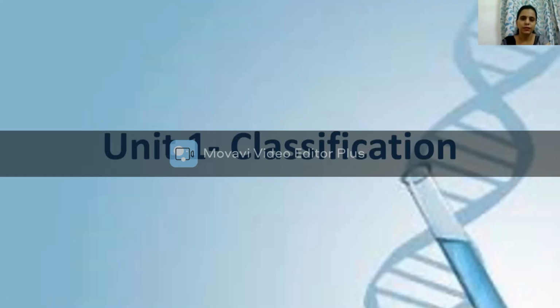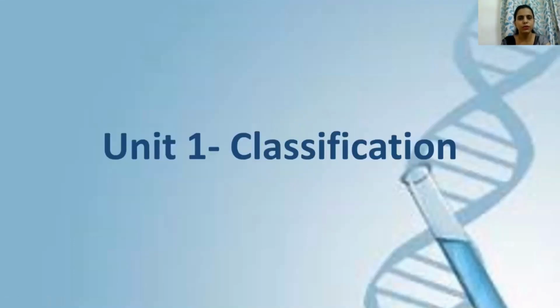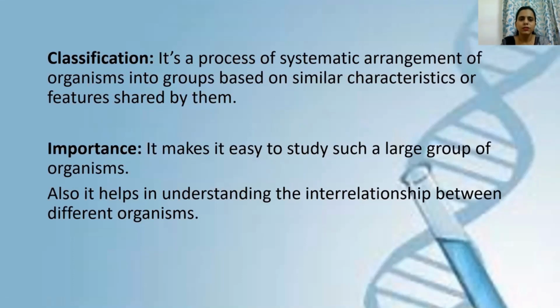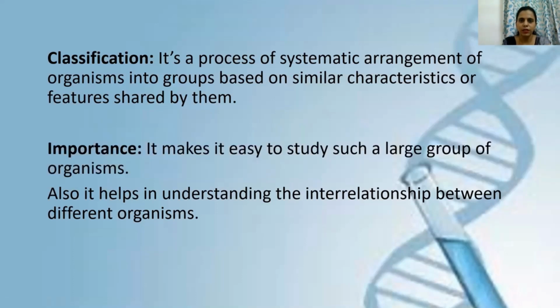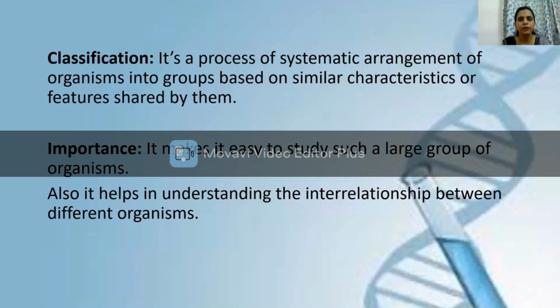Unit 1 classification. Before we go further, first you should know what is the meaning of classification and what is its importance. Classification is actually a process of systematic arrangement of organisms into groups based on similar characteristics or features shared by them. Okay, so previously when scientists started studying all living organisms, what were the different types of living organisms present on the earth, based on the similar characteristics or features shared by different organisms, they put them into one similar group.